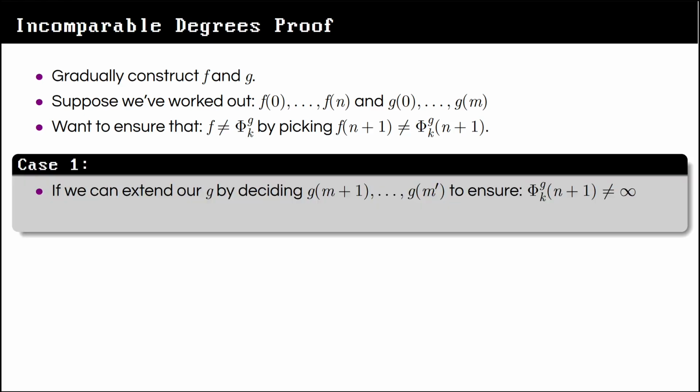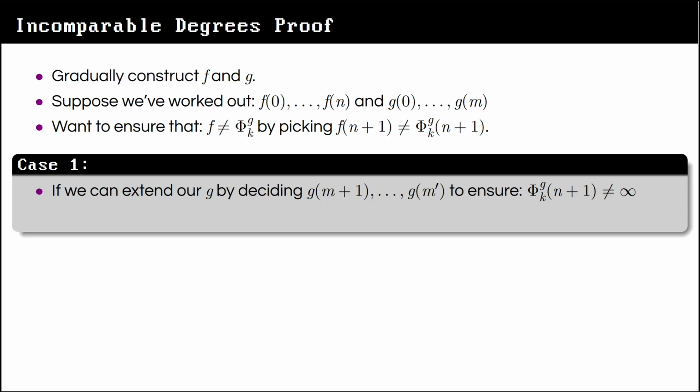We fall into one of two cases. First, it could be the case that there's some extension of g that ensures that when we run the kth program with oracle g on the input n plus 1, we get some value, either a 0 or a 1. In this case, the kth program on input n plus 1 has a finite run. It goes through a finite sequence of steps because it finishes and returns a value in some finite amount of time. So this program can only call the g function finitely many times. It only has enough time to call the g function finitely many times.